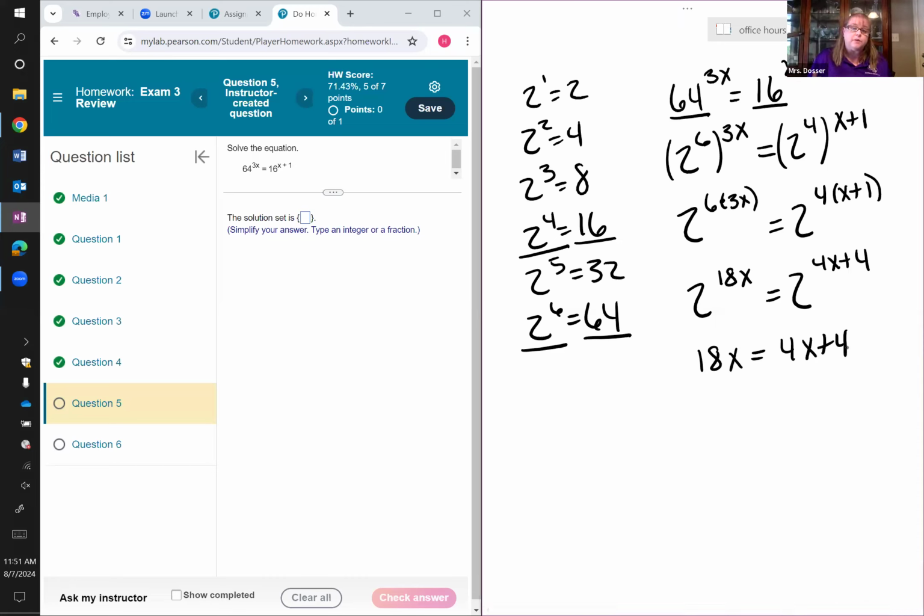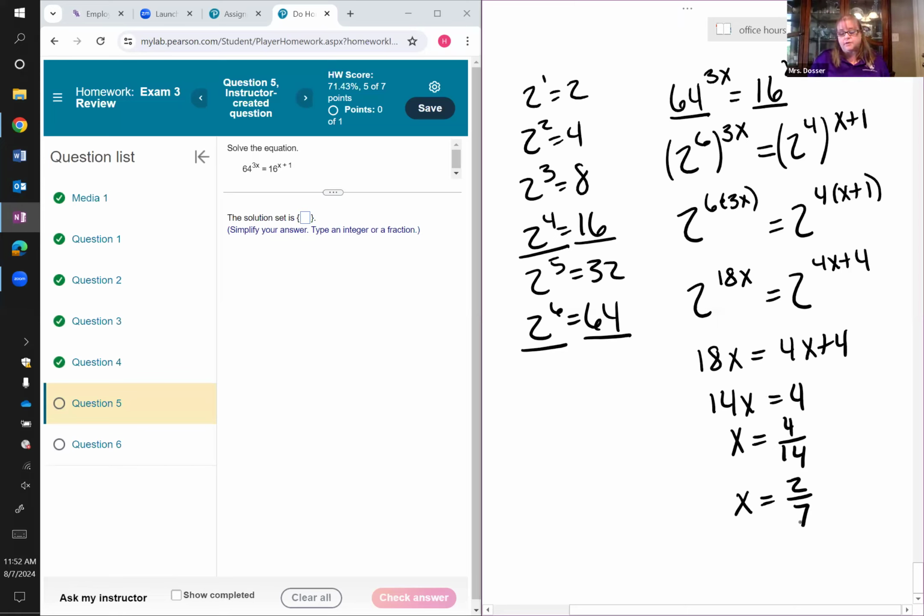So now we've got a linear equation. We can easily solve that. We want to move the 4x over to get all our x's together on one side. And then divide both sides by 14. And we end up with 4 over 14. And then notice MyMathLab does want us to simplify our answer. So that simplifies to 2/7.